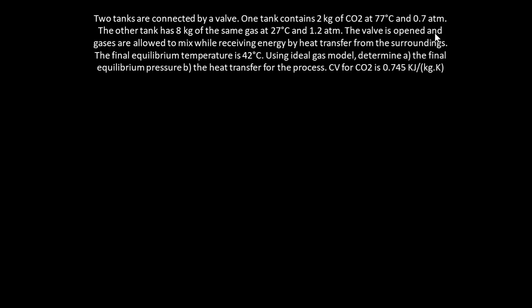The valve is opened and the gases are allowed to mix while receiving energy by heat transfer from the surroundings. The final equilibrium temperature is 42 degrees Celsius. Now, if we're going to solve for A and B, we're going to use the ideal gas model. For letter A, the final equilibrium pressure. For letter B, the heat transfer for the process. And we are given the specific heat for carbon dioxide, 0.745 kilojoules per kilogram Kelvin. Now let's proceed with the given.